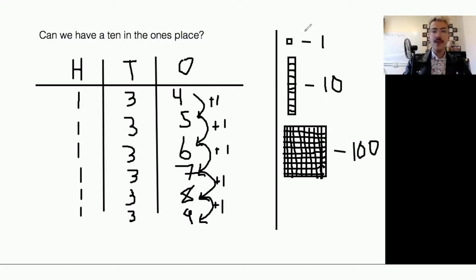So we have one small cube that represents our ones. And then I have a big 10 stick, and that represents our tens. And then I have this big 100 square, and that represents our hundreds. So when I look at this number 134, in my brain, I'm seeing something along the lines of one big hundreds square. I'm seeing 3 of these long tens, and I'm seeing 4 of these small blocks.